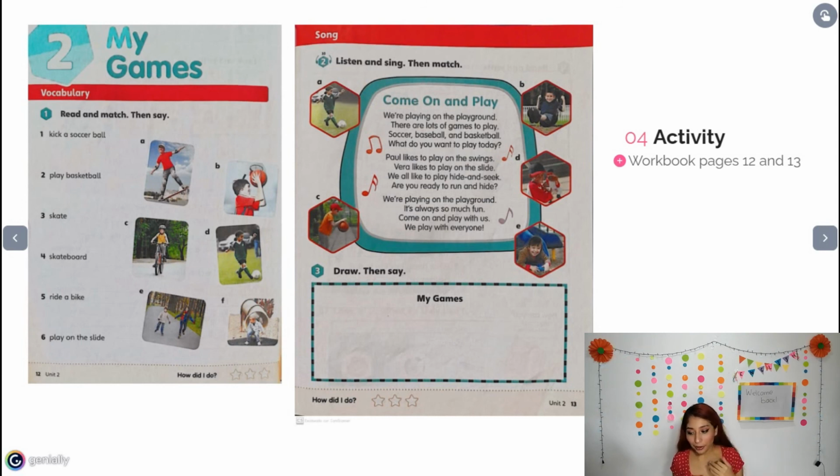That's it. So now activity 3 says draw then say. Now you're going to draw in this blank. You have a space in here, a box where you're going to draw your favorite games. You're going to draw yourself playing your favorite game. It can be hide and seek, it can be a seesaw, it can be a slide, or it can be something different like a sport. Try not to draw video games, try to draw games that need physical effort, okay? Those kinds of activities I like you to draw.